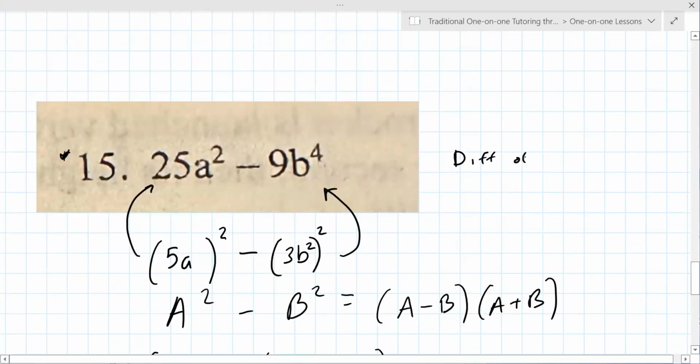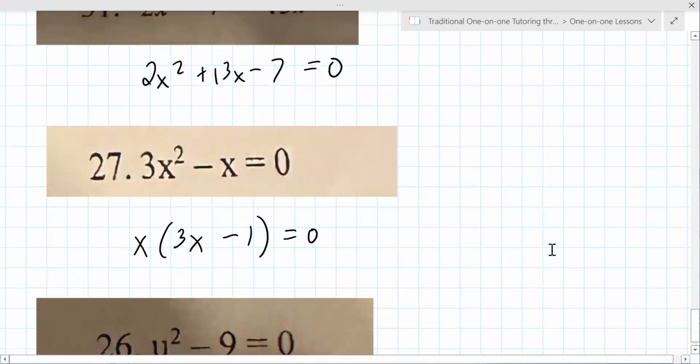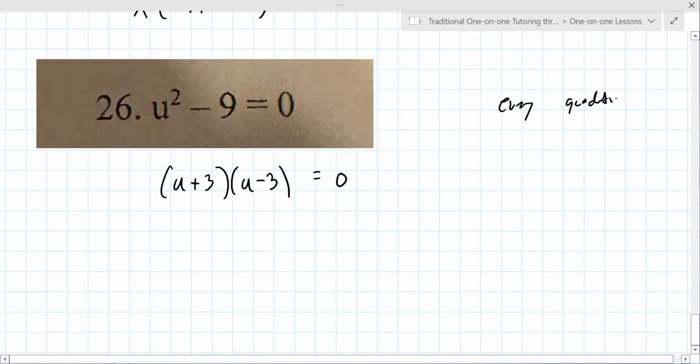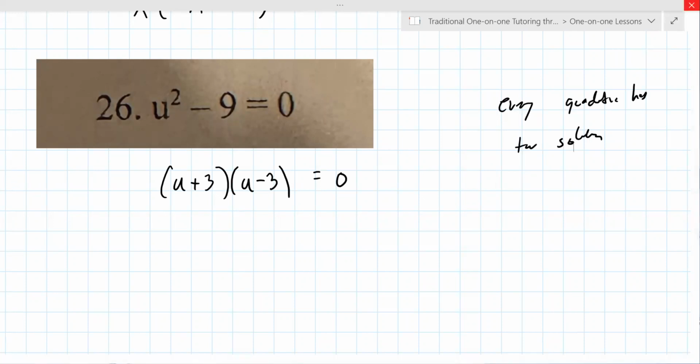Because they're both squares. So it would be u plus 3 times u minus 3, and then set both of those equal to 0. Exactly. If you only get one answer, remember every quadratic has two solutions, unless it's that perfect square one, and then it's one answer, but repeated. So as a mental note, most of these need to have two answers when you're all done. Got it.